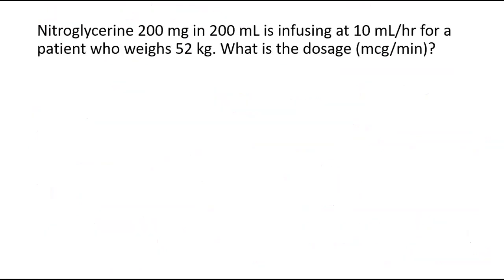Let's do another one. We have 200 over 200, which is going to be a nice, easy 1 milligram per ml. You can see that these cancel each other out. The infusion is 10 mils per hour. Patient weighs 52 kilograms. We want micrograms per minute. Well, micrograms per minute does not require that I know how much the patient weighs, so we can ignore that. Basically we want to know what we're giving. So let's start with the infusion.